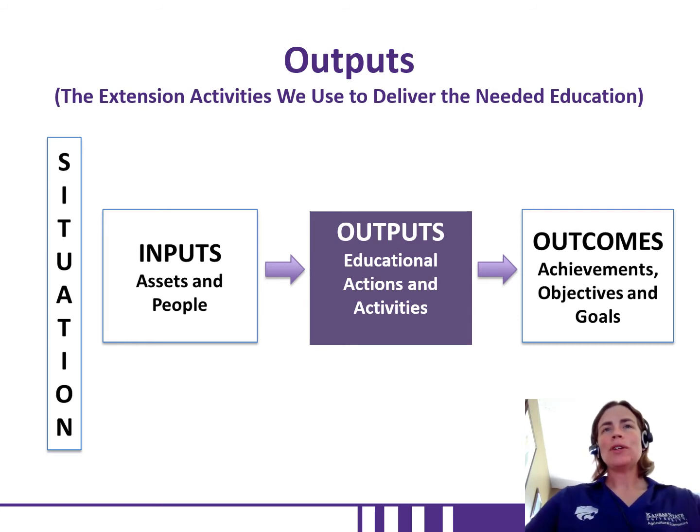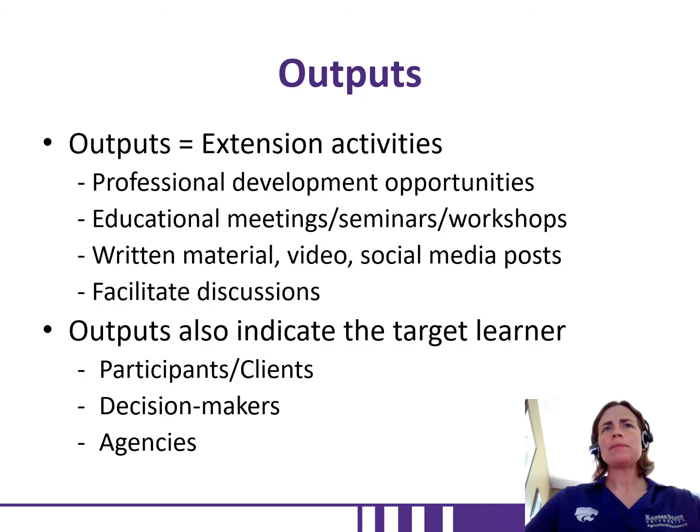So not to confuse this with outputs. Outputs are what we're actually doing as an extension activity to deliver the needed education to achieve those outcomes. Now, there's actually kind of two pieces to this. The first is the extension activities, which I mentioned, and this can have many forms. Professional development opportunities for others in the extension system, educational meetings, seminars, and workshops, written materials, videos, social media posts.